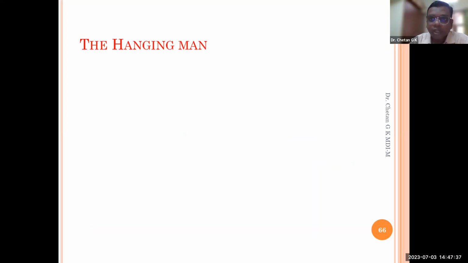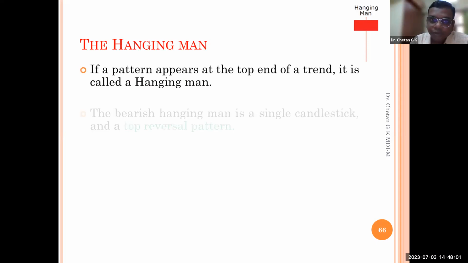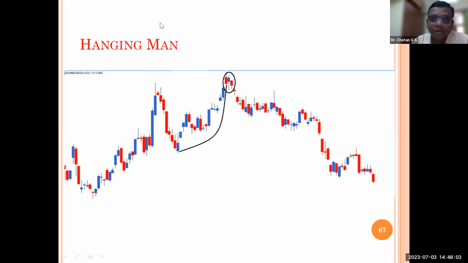So now that we have discussed the hammer, we go for the hanging man. You can see the hanging man and the hammer have no difference at all. Where it appears is what really matters. If it is a hammer, it should appear in a downtrend. The downtrend should have happened and then the hammer appears, then it is called a hammer. If the same candle appears at the end of the bull run, then it is called what? Hanging man.